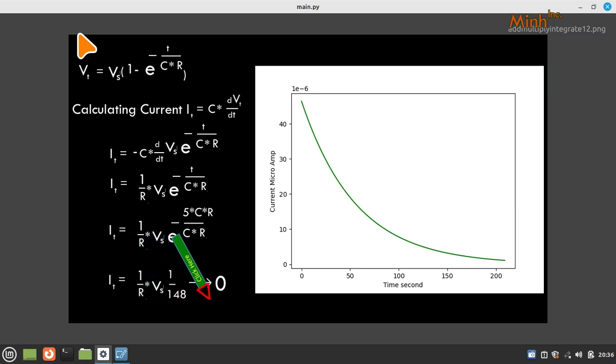That is 0. This CR is called tau, or the time constant. Time constant in the sense that at 5 into CR, 5 into the time constant. So can we see the graph?